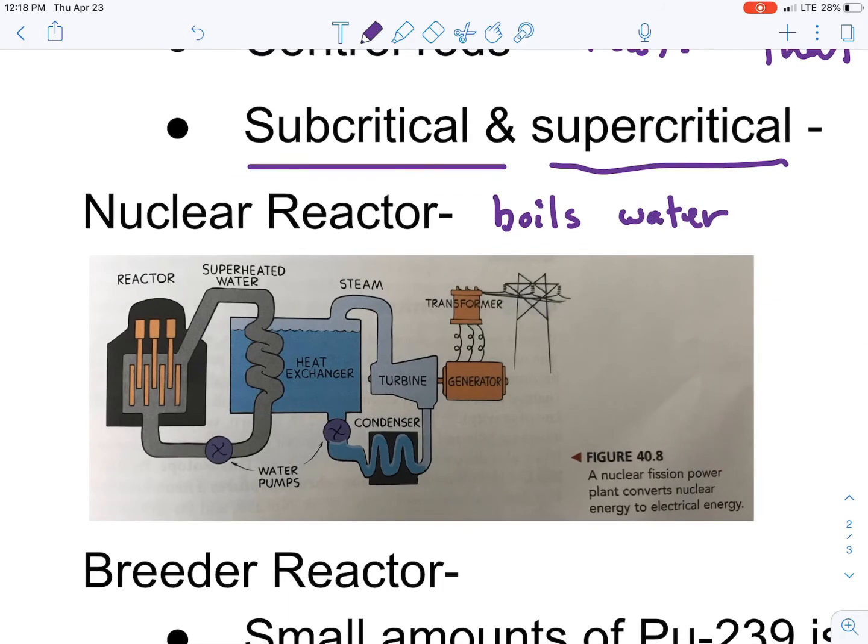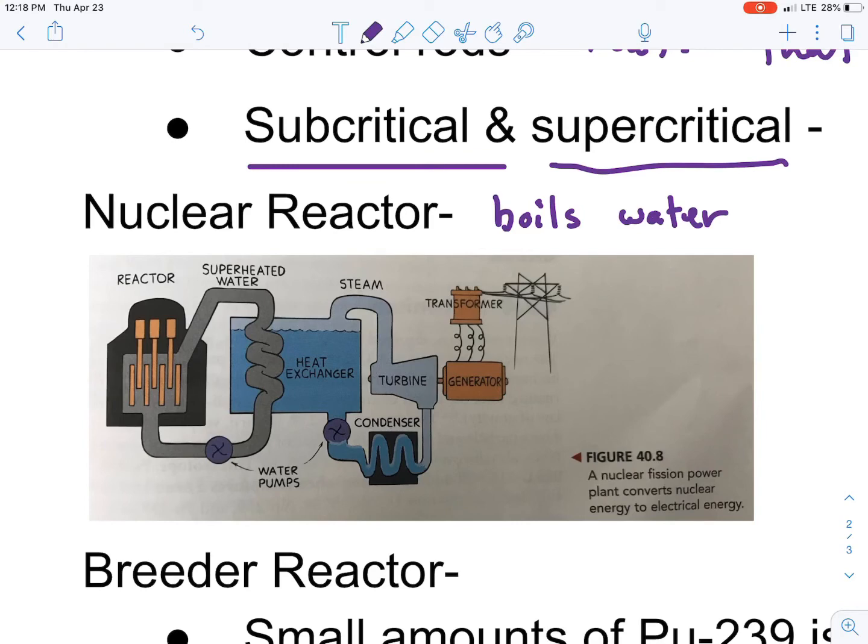Right, that's all. We boil water with it. It makes a tremendous amount of energy, which energy is heat, right? And so they have the reactor here, and look, they're showing the control rods there too. So they have this reactor, and it superheats the water.